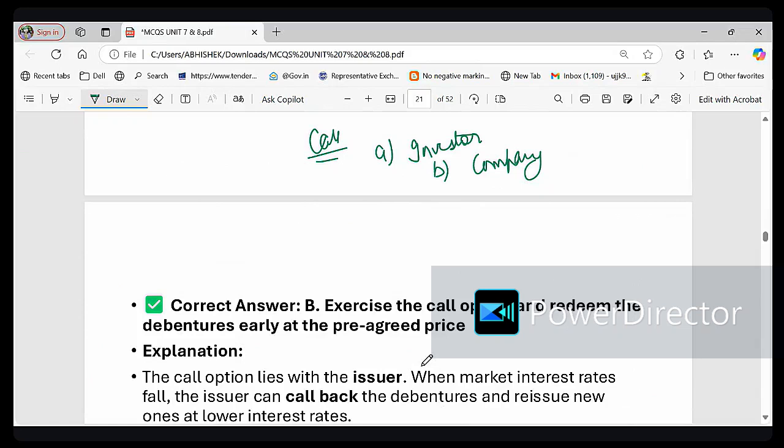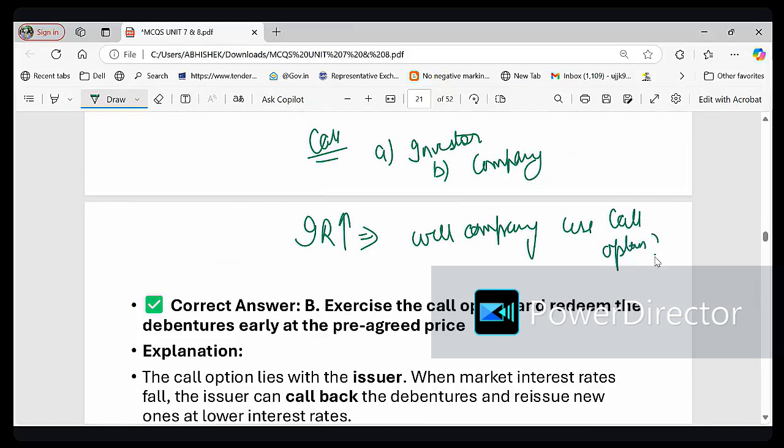My second question is, if the interest rate rises in the market, will the company still use the call option? What do you think? Yes or no? Suppose the interest rate rises in the market. Will the company use the call option? Yes or no?